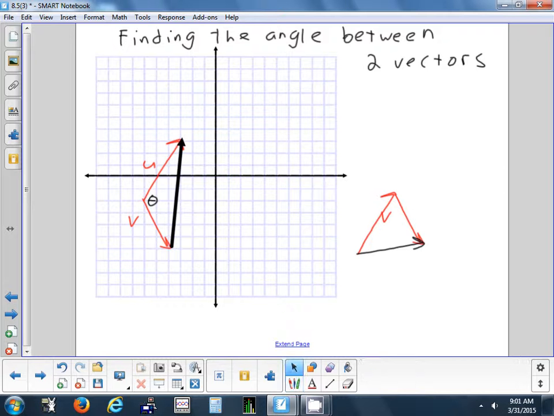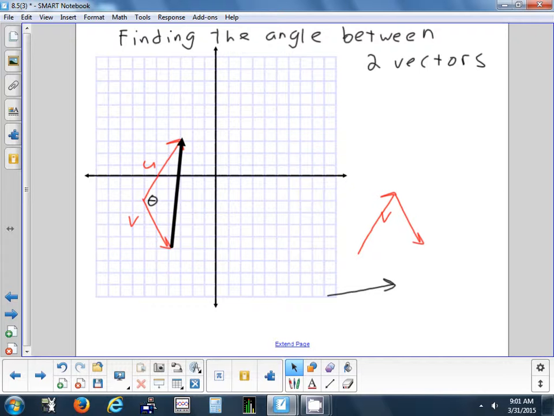Okay, that's what I get when I take u plus v. Is that the same as the one I had in black? No. But that's a good guess. We could try u plus v. What else could we try besides u plus v? How about v plus u?